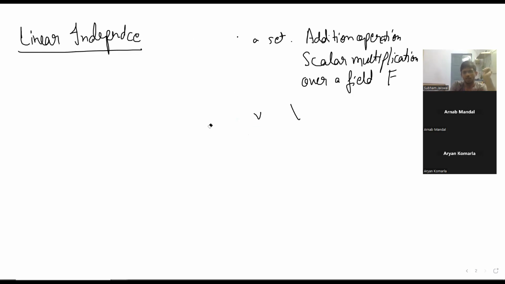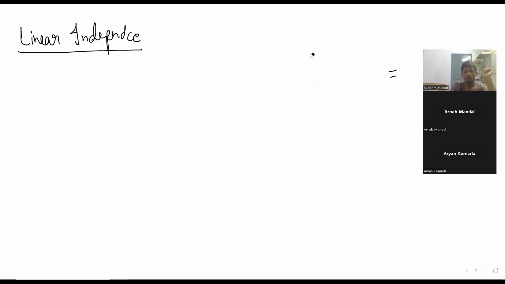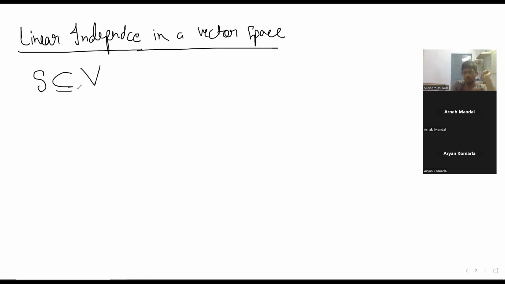Actually, yeah, we will need to look at arbitrary vector spaces, otherwise there's a problem. So let me just talk about linear independence in a vector space. So what is linear independence? Linear independence is a property that is associated to a subset of a vector space. So let S be a subset of vector space V. V represents a vector space over a field F. You can think of Rn over R. And S is a subset.